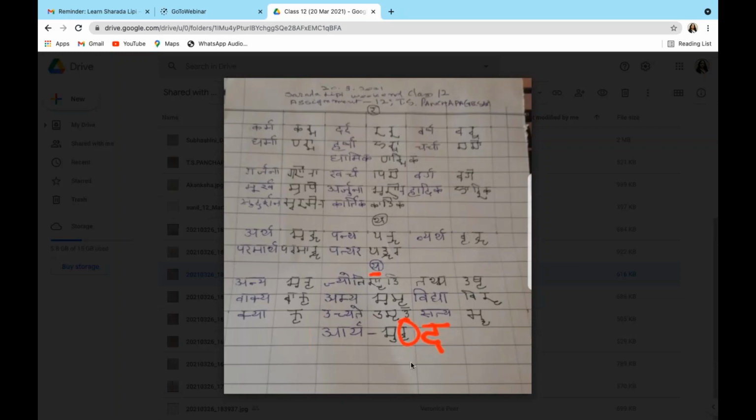The only correction marked here is for arya. So that is ra and ya, the formation of ya along with ra. Basically, when you write ra and ya together, they are combined. So it is written like this. Shown here also. For clarification, I'm just drawing it again.